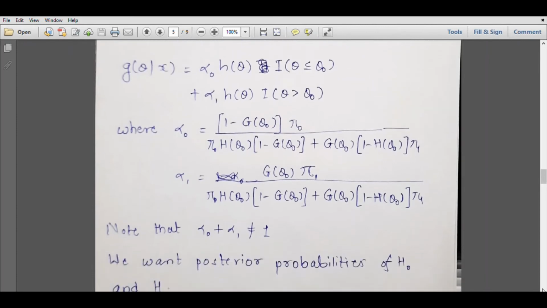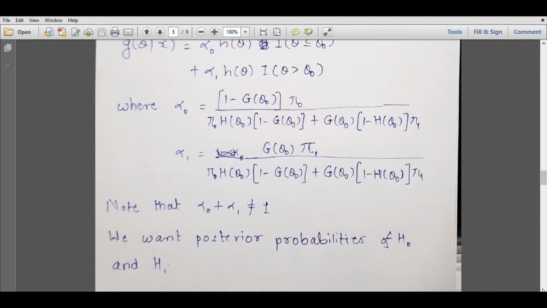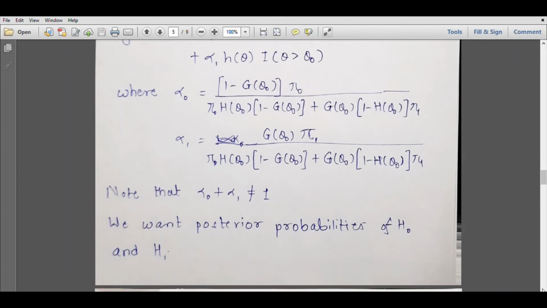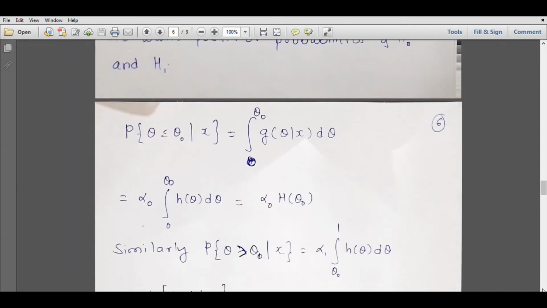So now, sorry, we want the posterior probabilities of H0 and H1 in order to compute the Bayes factor. First we must compute prior odds, that is prior probabilities of H0 and H1 that we have already assigned pi 0 and pi 1. So the prior odds will be simply pi 0 upon pi 1. Prior odds in favor of H0 will be simply pi 0 by pi 1. Similarly, the posterior odds in favor of H0 will be the ratio of the posterior probabilities of H0 and H1. So let us first compute posterior probabilities of H0 and H1 like this.